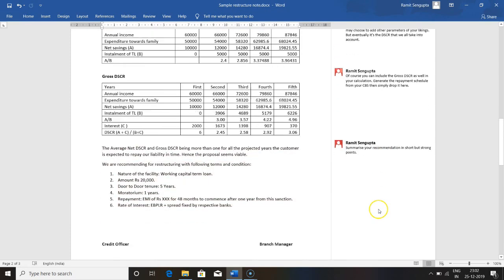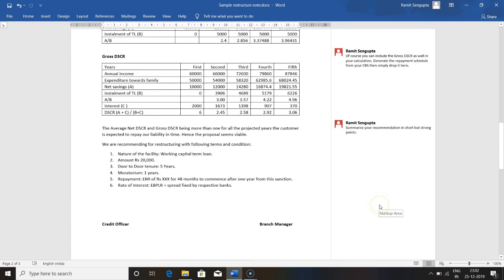So friends, this was all about the process note of restructuring. With this, I conclude my presentation on restructuring of small MSME loans.